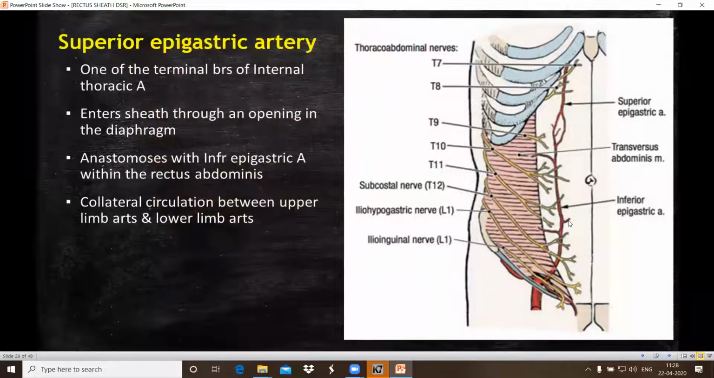So the major contents are over: rectus abdominis and pyramidalis. Next we'll move to the vessel contents. First is the superior epigastric artery. You already know that the superior epigastric artery is one of the terminal branches of the internal thoracic artery.